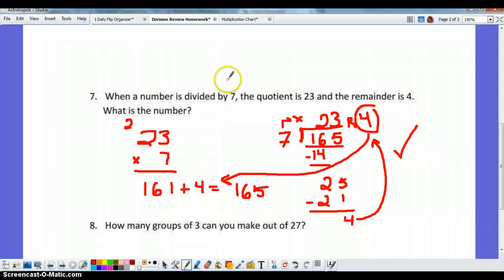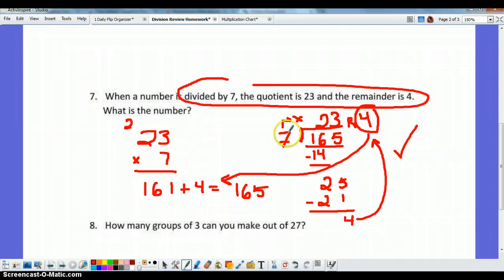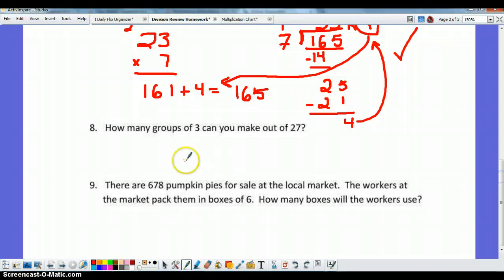So again, if you see an awkward question like this, you need to multiply the divisor by the quotient and add the remainder. How many groups of 3 can you make out of 27? What are they asking you when it says grouping? You're really just dividing. So again, on the outside, take 27, divide it by 3. Should be able to do that one independently.